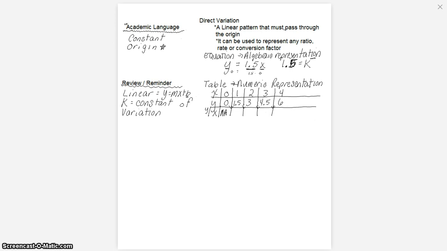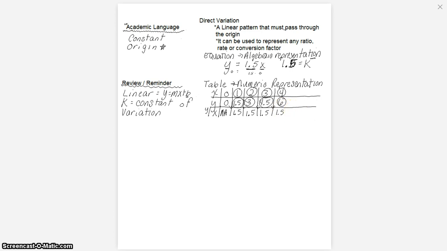The next one would be 1.5 divided by 1, right? Anything divided by 1 is going to give you that same number. So 1.5. Then let's take 3 divided by 2, and that's also going to be, guess what, guys? 1.5. What's the next one? If we take 4.5 and divide it by 3, we're going to get 1.5. And if we take 6 and divide it by 4, guess what? We're also going to get 1.5.